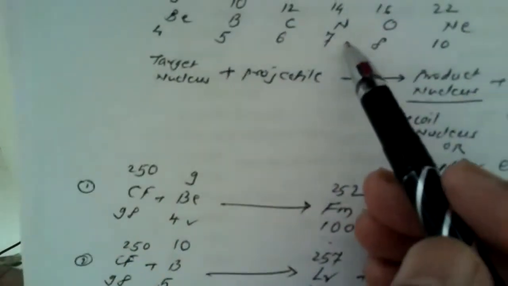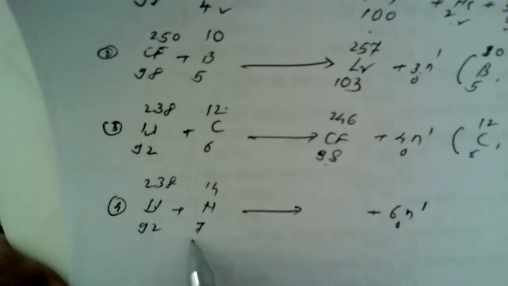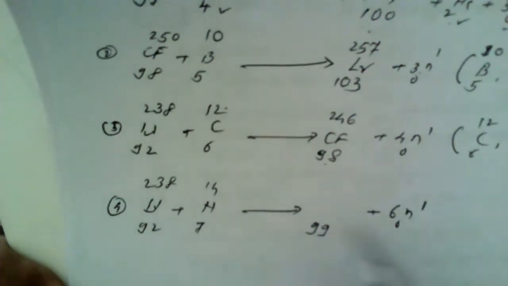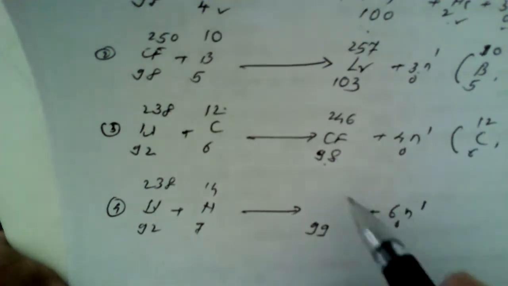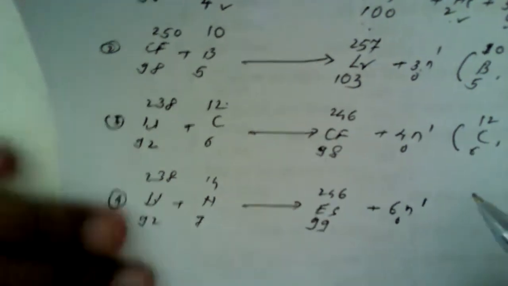Next heavy ion is nitrogen 14 7. The fourth reaction is again with the uranium 238 92 nucleus, which is stable, with nitrogen 14 7. During this course, if 6 neutrons are ejected, now 92 plus 7 is 99. 238 plus 14 is 252, minus 6, so it becomes 246. Atomic number 99 is of einsteinium. So this is the element that is known as einsteinium.